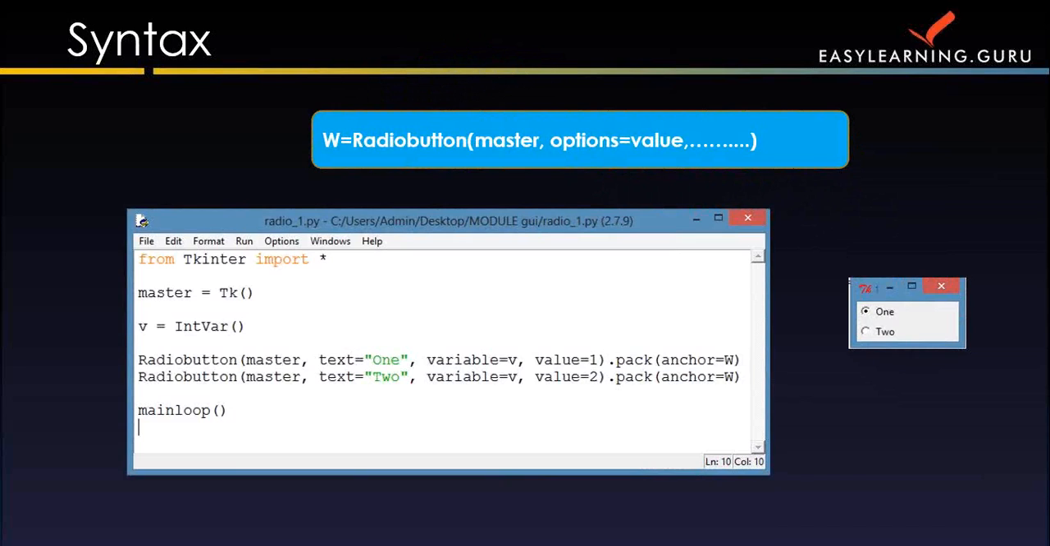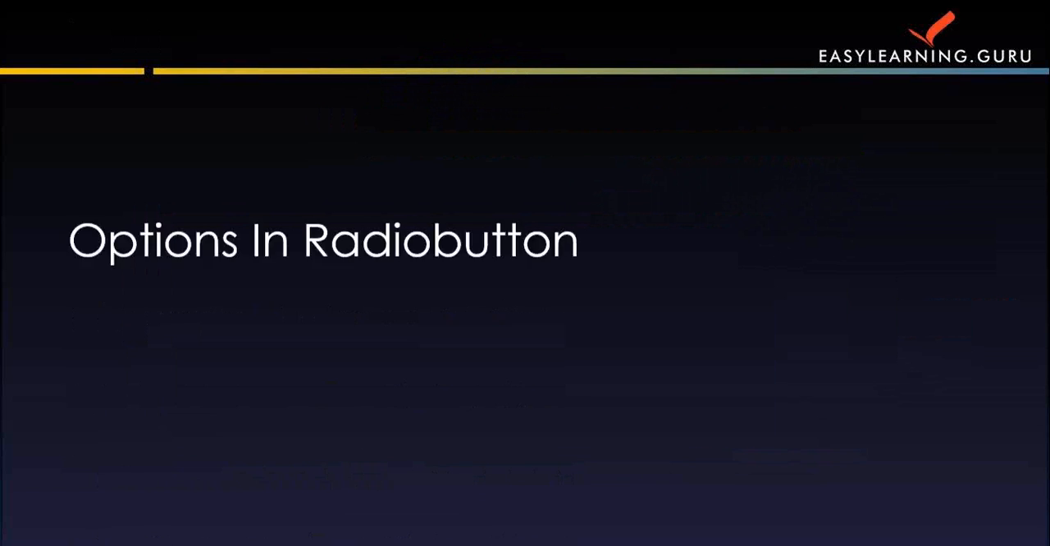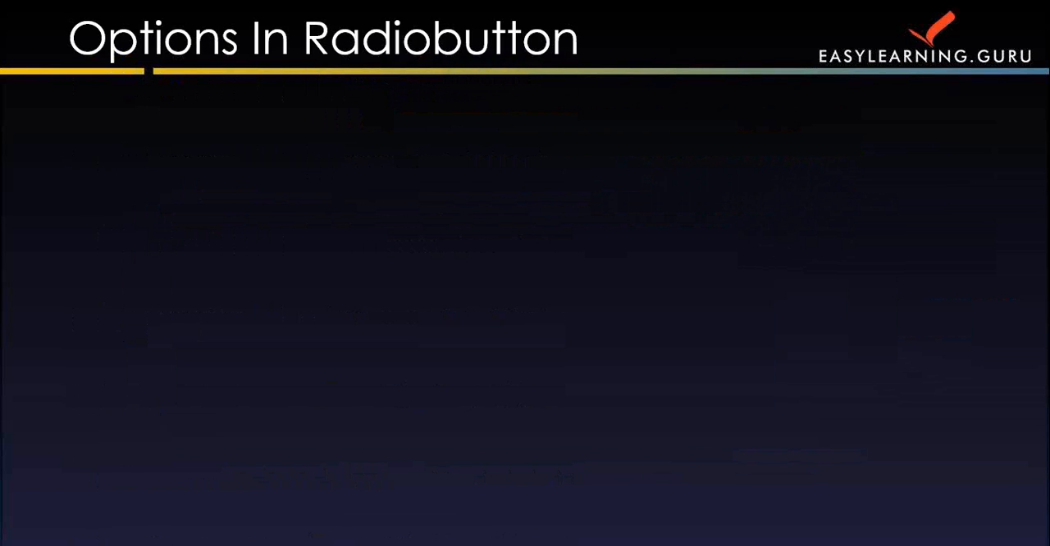Now, radio buttons are toggle tools generally used in groups. Radio button widgets are very similar to your check button. To get a proper radio behavior, make sure to have all buttons in a group point to the same variable and use the value option to specify what value each button represents. So this was all for your syntax. Next we'll talk about the options in your radio button.